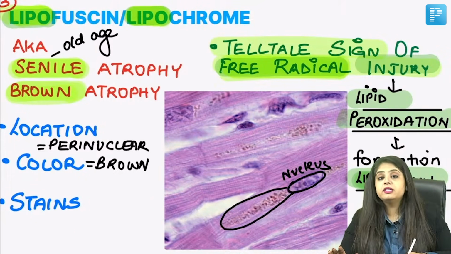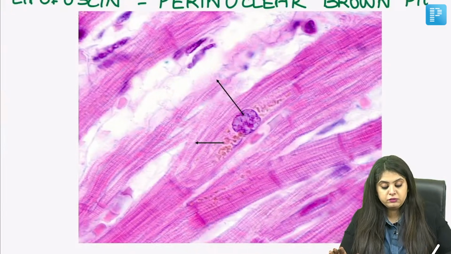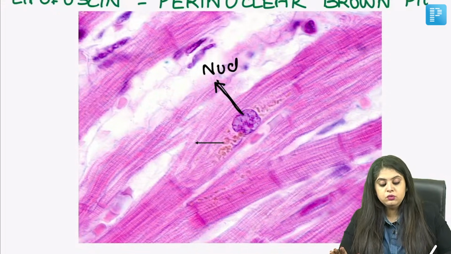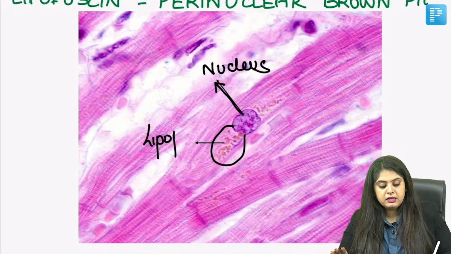If I want to zoom in and show you again, look at one more picture. This blue thing is what? This is the nucleus. What is around it? This brown thing, this is the pigment. So as I said, this is going to be perinuclear.